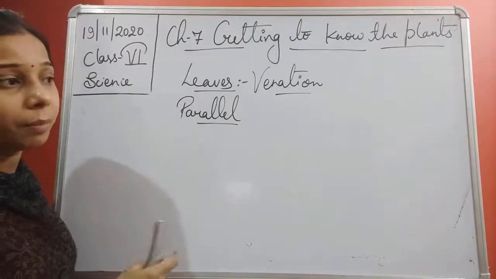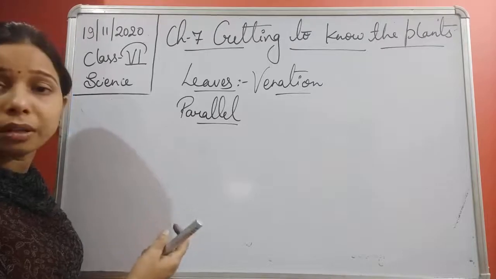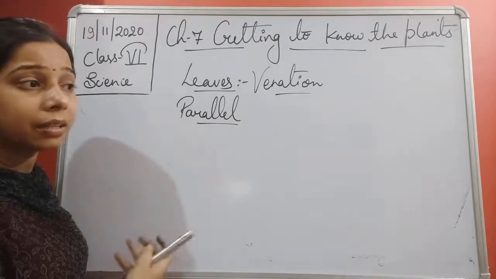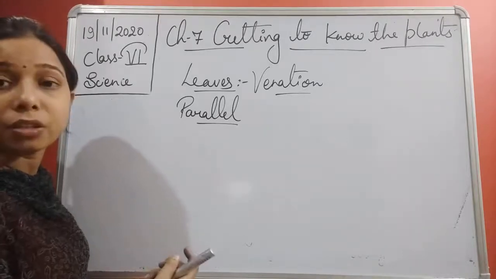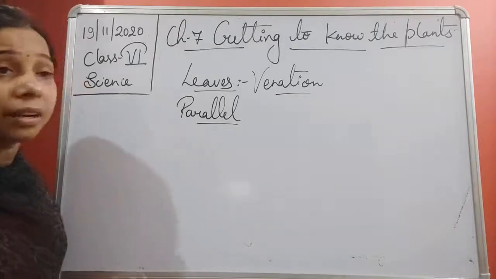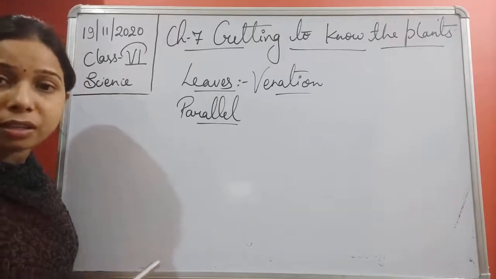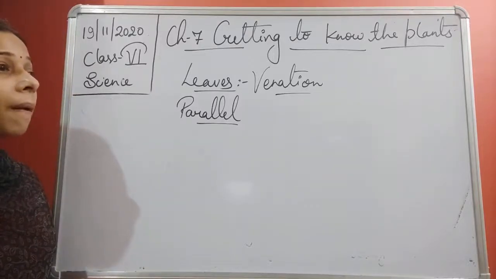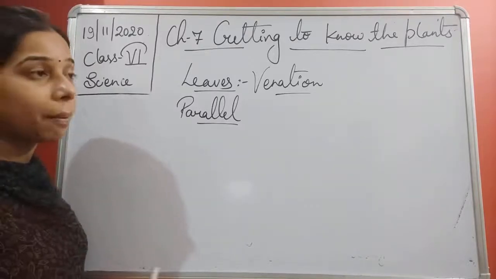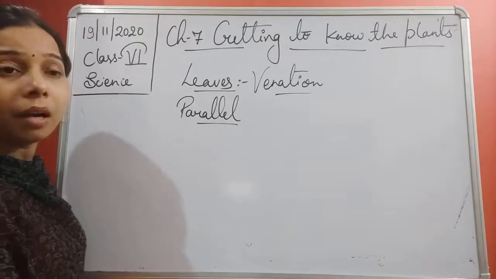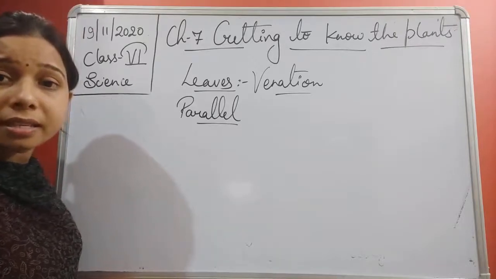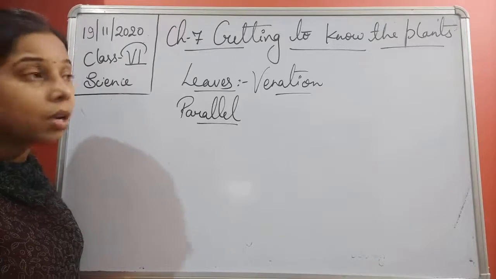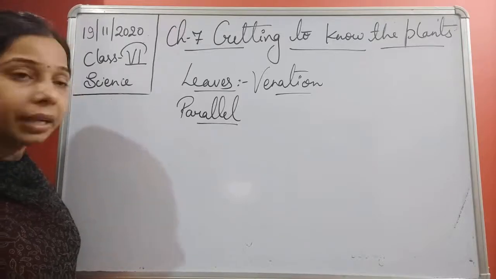By looking at the leaves only, you can say whether it is reticulate venation or parallel venation. In grass, the kind of venation you will find is parallel venation, while in a mango, a papaya, a peepal, and even in tulsi, they have reticulate venation.